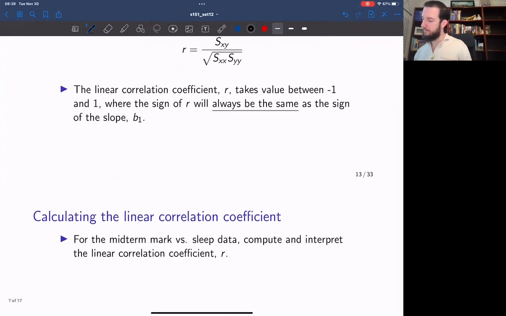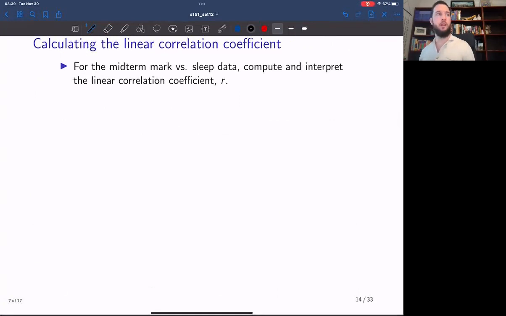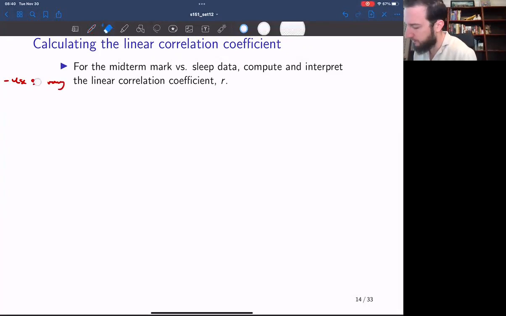Okay, so calculating the linear correlation coefficient is pretty straightforward. Again, we're just going to take SXY and divide by the square root of SXX times SYY. Some of these values we computed on slide number 8. The other values we still need from the summary statistics given on slide 8.